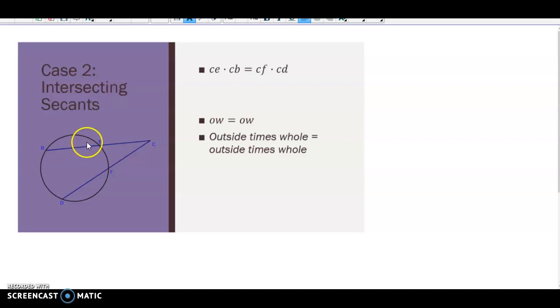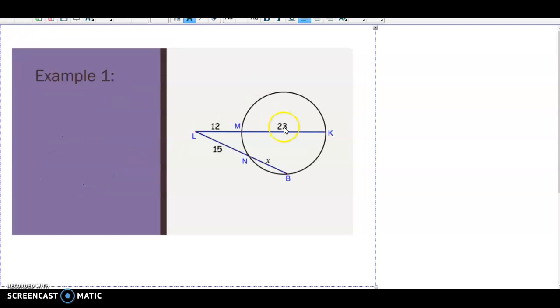Now, the relationship here is the outside times the whole, where the O represents the outside piece right here, and the whole is the whole length of this segment. So to get the whole, you have to add the outside plus the inside, and that's where a lot of mistakes end up happening, because I get a lot of students who will just multiply the outside times the inside, and that is not correct. So let me do a couple of examples to show you what I'm talking about here.